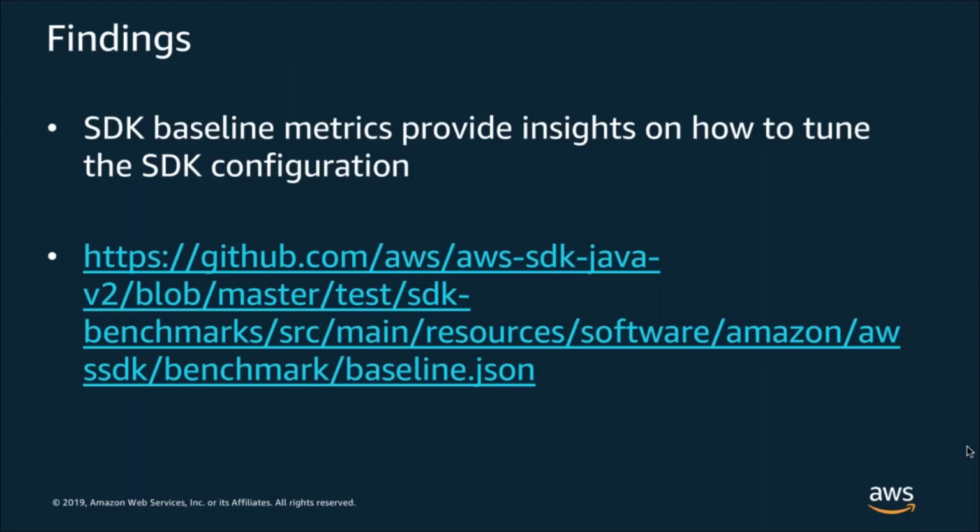As a bonus benefit, the SDK metrics also provide insights on how to tune the SDK configuration. The baseline metrics are stored in a JSON file. It's also available on GitHub, so you can check out the numbers to see how the SDK performs under different use cases.